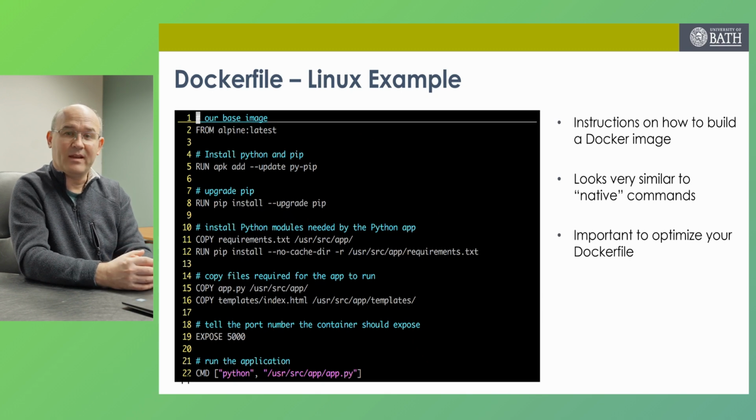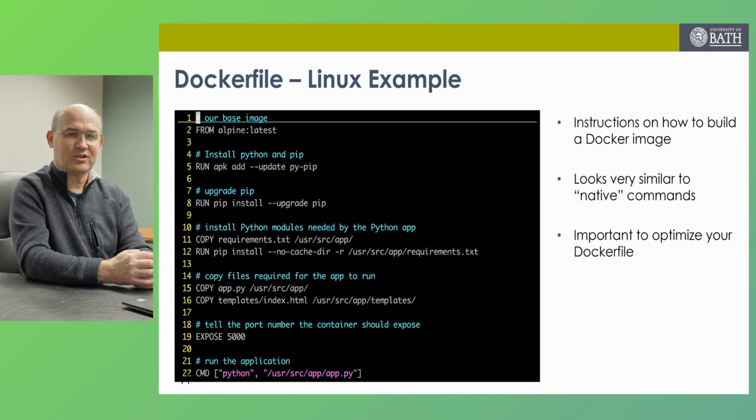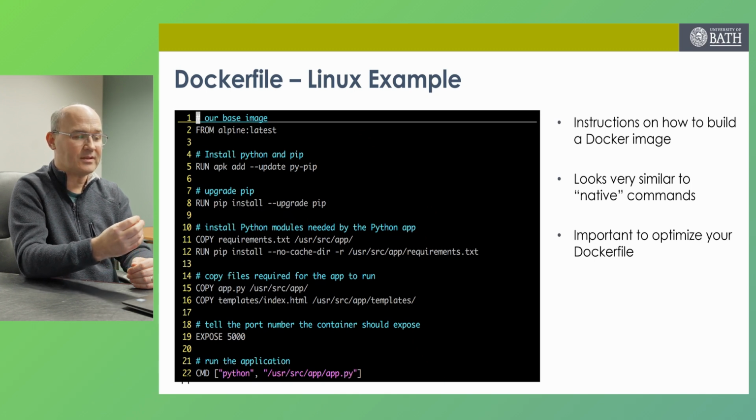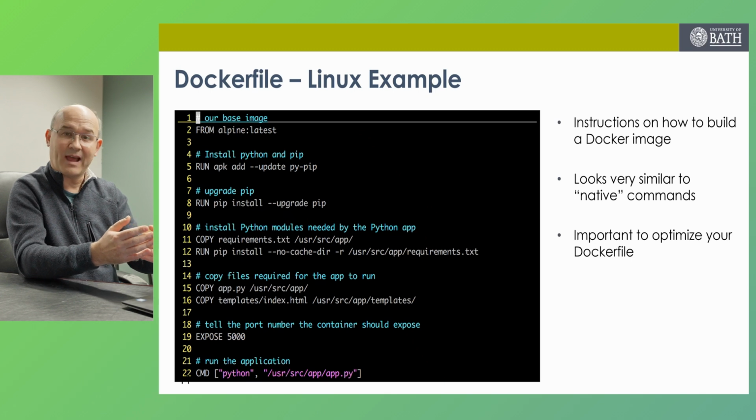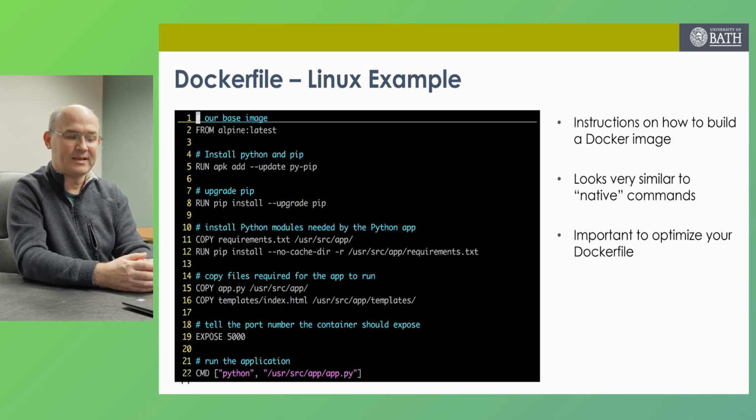And then line 11 here is copying from a local requirements.txt to /usr/src/app. Then line 12 is running the pip installation program to build and install those requirements directly into the container. Line 15 is then copying the app.py that we want to run to the usr src app directory in the container, and templates/index.html is getting copied to the app templates directory.